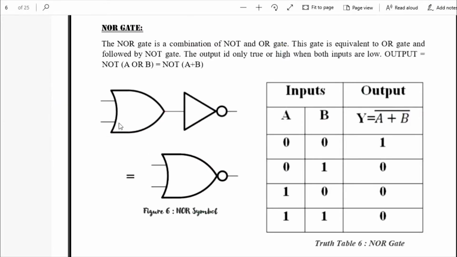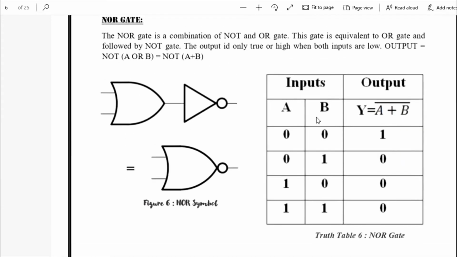So here is the block diagram for NOR gate. NOR gate, as I told you earlier, is the negation of OR gate. So the Boolean expression for NOR gate is A plus B whole complement. From block diagram, you can see it clearly that we have one OR gate and one inverter. So this inverter inverts the output of OR gate.